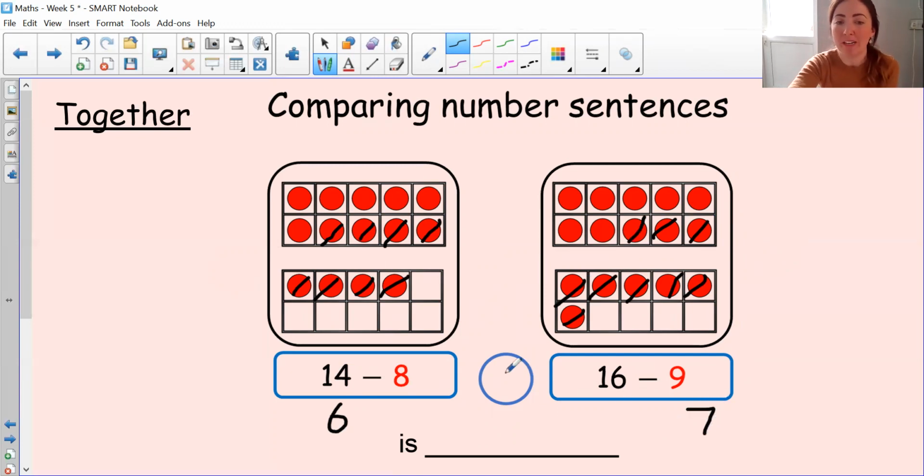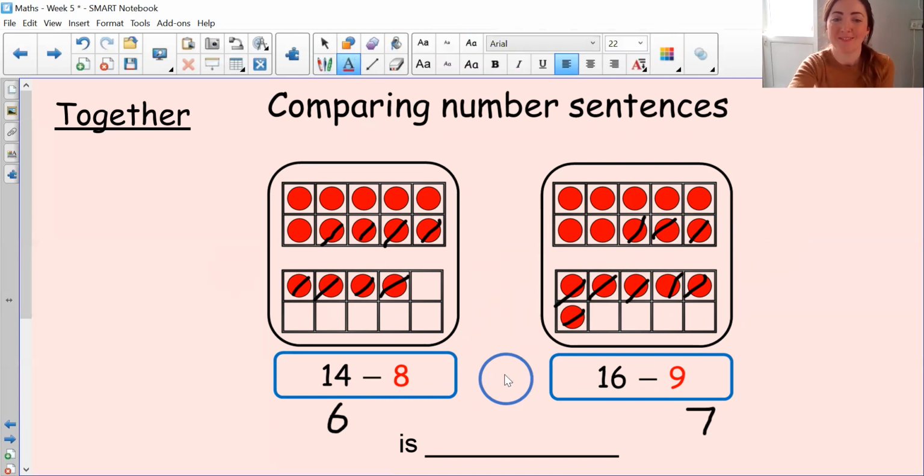So if you haven't already worked out which comparison symbol goes here, then do that now. And hopefully you wrote this symbol, which means less than, exactly. 6 is less than 7. So 14 subtract 8 is less than 16 subtract 9.